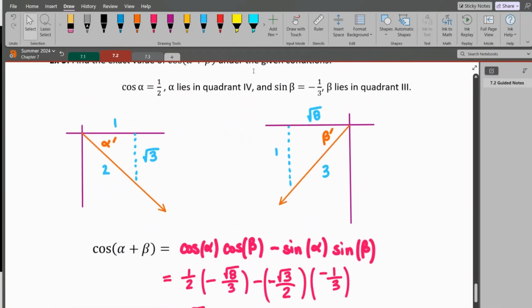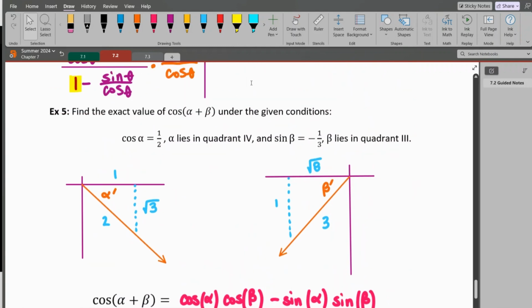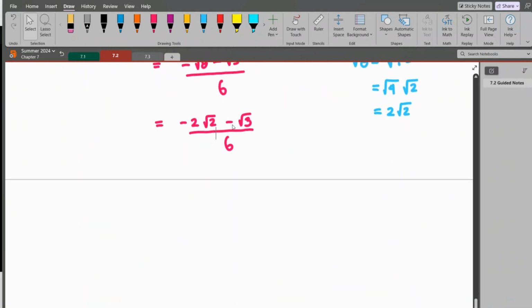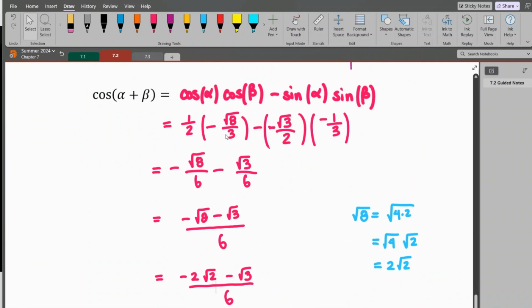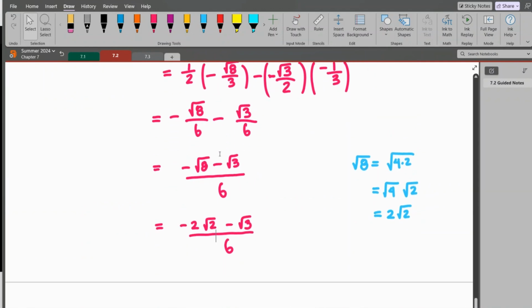All right, and so that wraps up 7.2 here. We only have one more section of identities, and that's going to be 7.3.